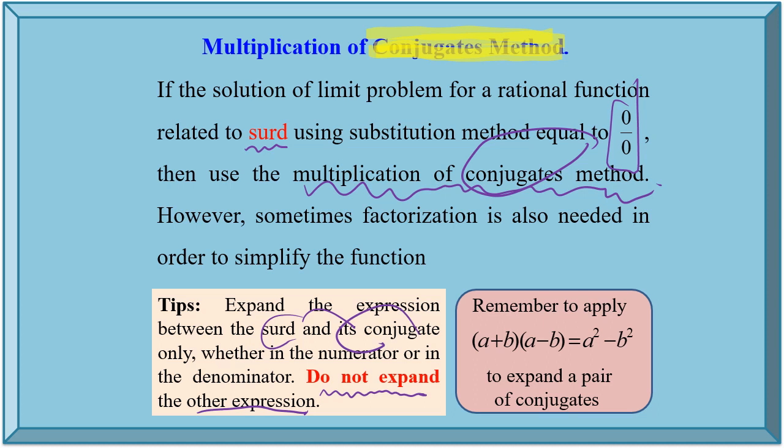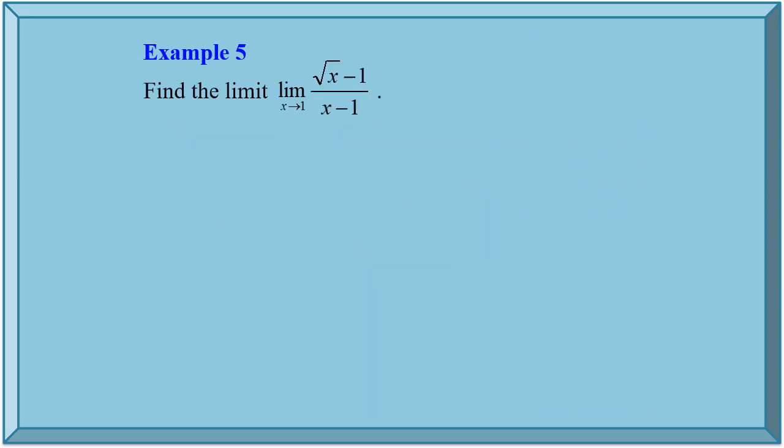Okay, so you won't have to expand a multiplied by negative b and b multiplied by a, because it will be cancelled out. Okay, so find the limit of (square root of x, minus 1), all divided by (x minus 1), as x approaches 1. Let's see how we solve this one.